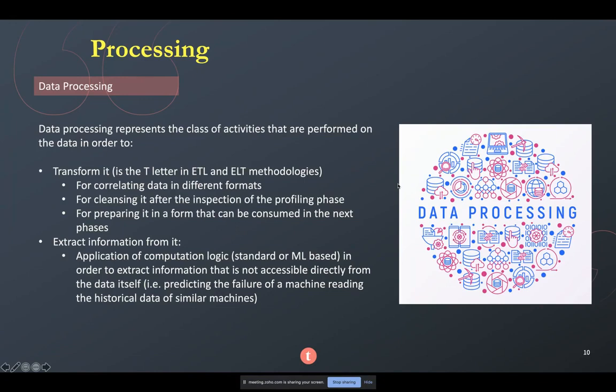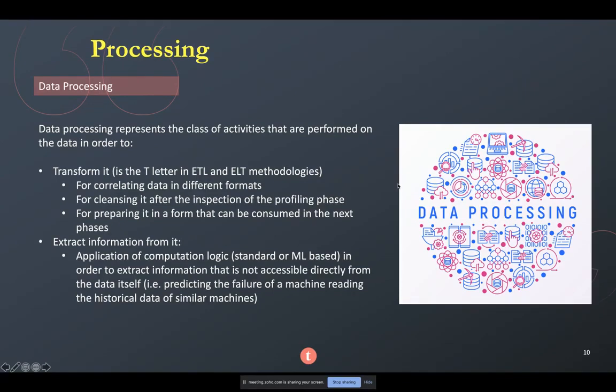But the transformation phase is also used for extracting information from the data. This is one of the main goals of the data management platform, as I was anticipating before, because the main goal is extracting information from the data. It is basically the application of a computation logic. So computation logic can be, for example, computing statistics over the data, knowing how many customers bought this specific product in a specific amount of time.